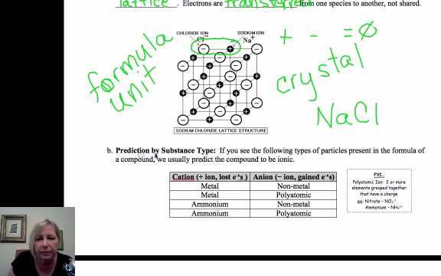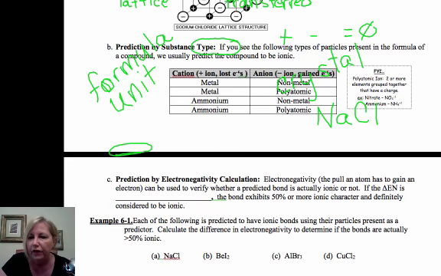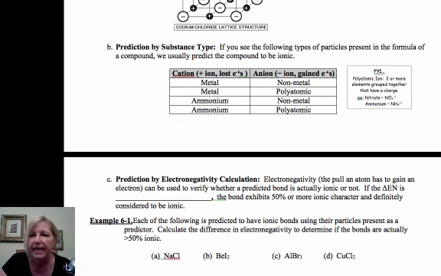Now, there's two ways we're going to be looking at it. Most of the time, we're going to be looking at the predictions of these. And for the predictions, you want to be able to classify from the periodic table. You need to know that your metals are on the left-hand side. So if you have a metal cation present, it's ionic. The anion can either be a single element non-metal, or you're now learning your polyatomic ions, which is NO3.